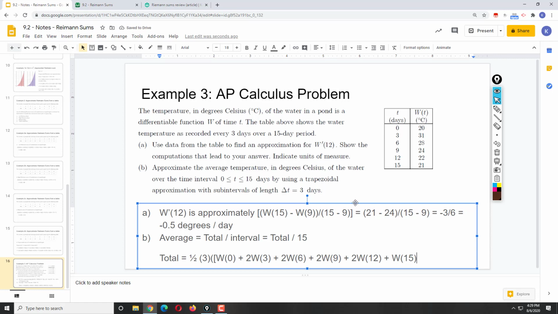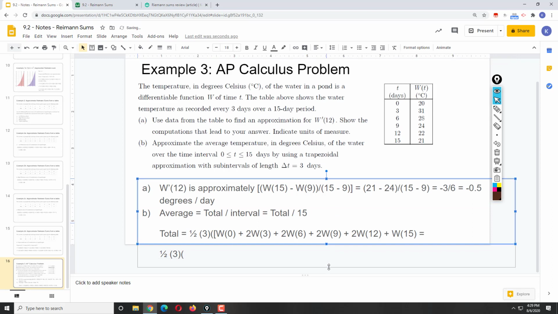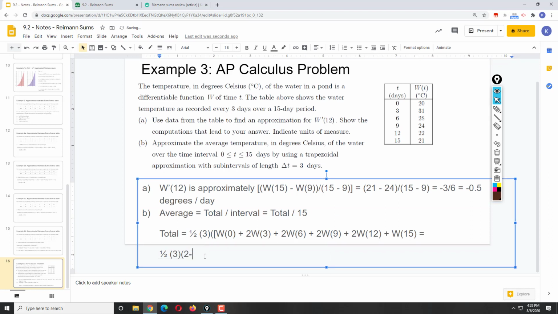Okay, that's equal to 1/2 times 3 times, we can do the calculations. So that gives us W of 0 is 20 plus 2 times W of 3, W of 3 is 31, plus 2 times W of 6, W of 6 is 28, plus 2 times W of 9, W of 9 is 24, plus 2 times W of 12, which is 22, plus W of 15. We don't multiply by 2 because that's the endpoint, plus 21.